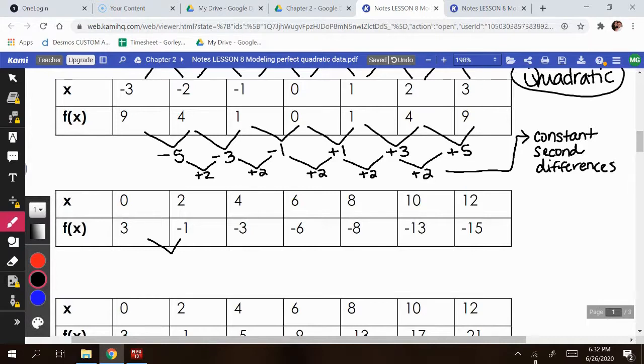To get from 3 to -1, what would I have to do? Or what is -1 minus 3? That's going to be -4. So see if that works. If I subtract 4 from 3, do I get -1? Yes. How do I get from -1 to -3? If you're not sure, do -3 minus -1. That would end up being -2.